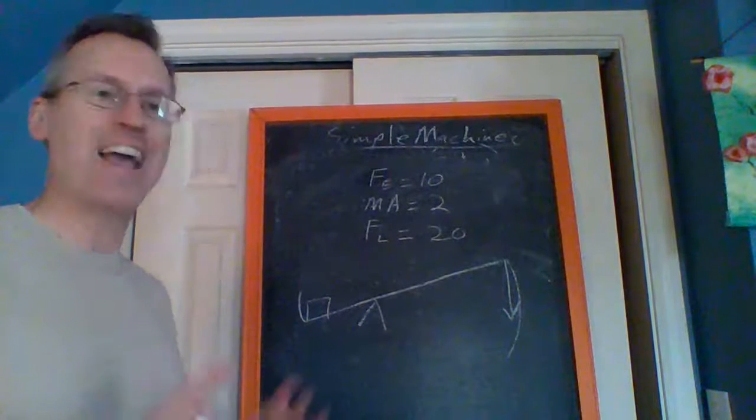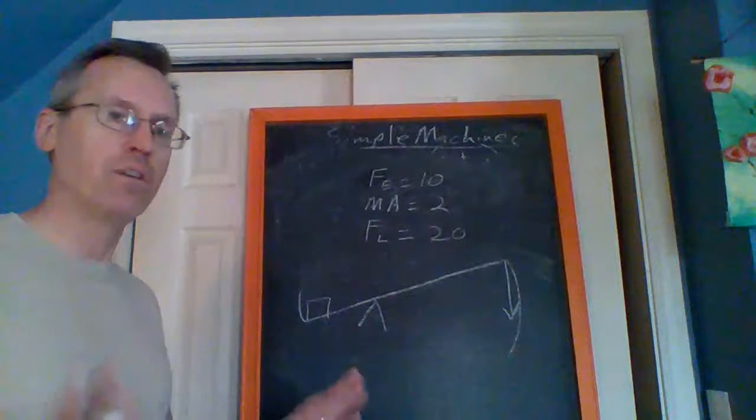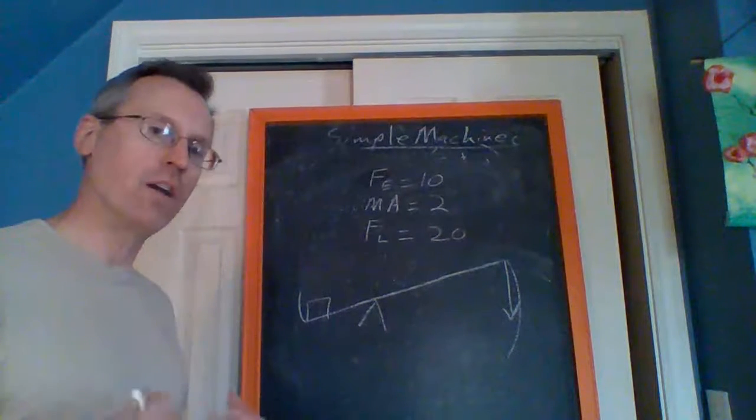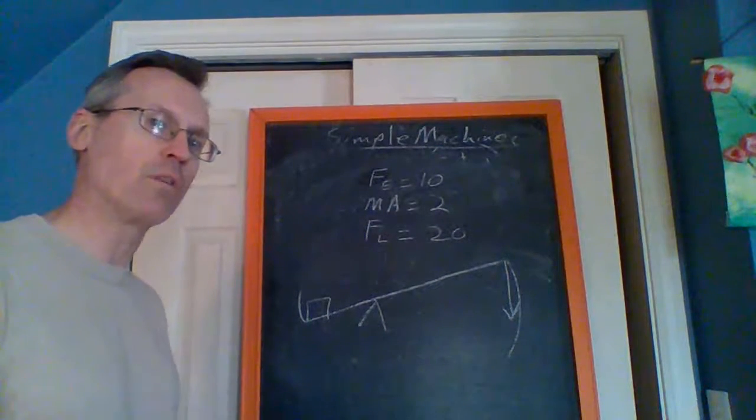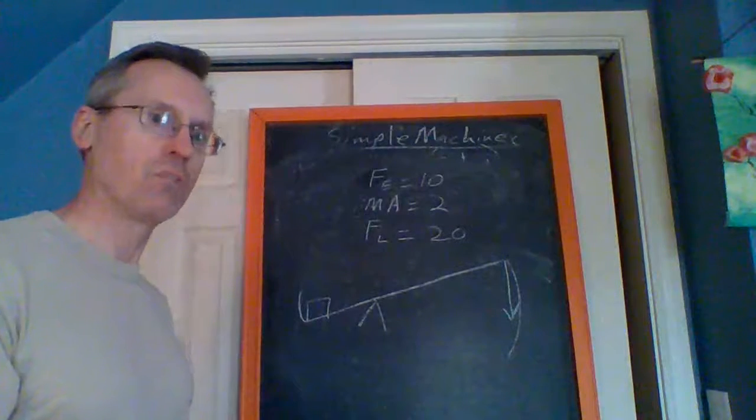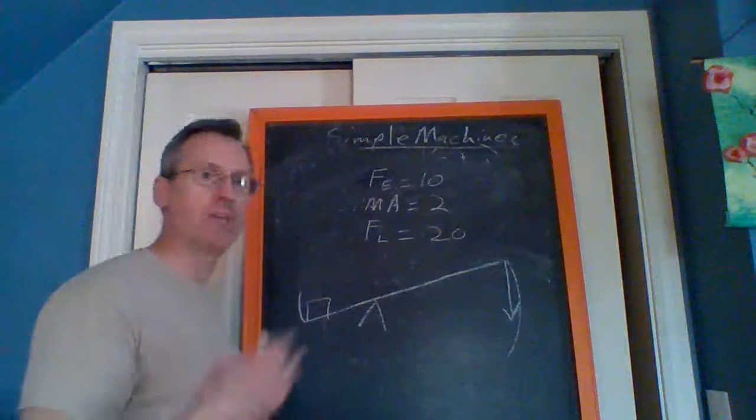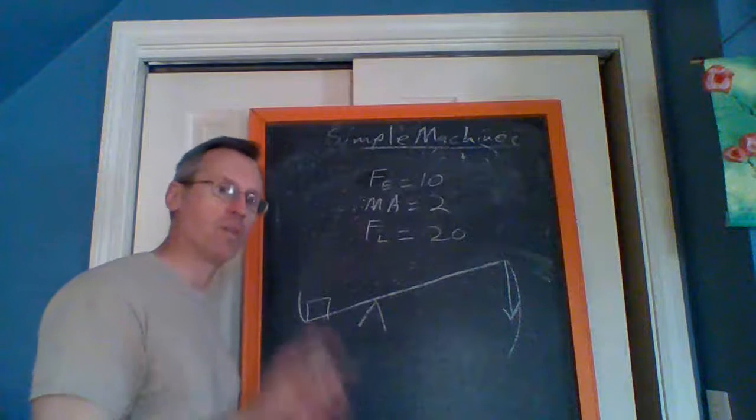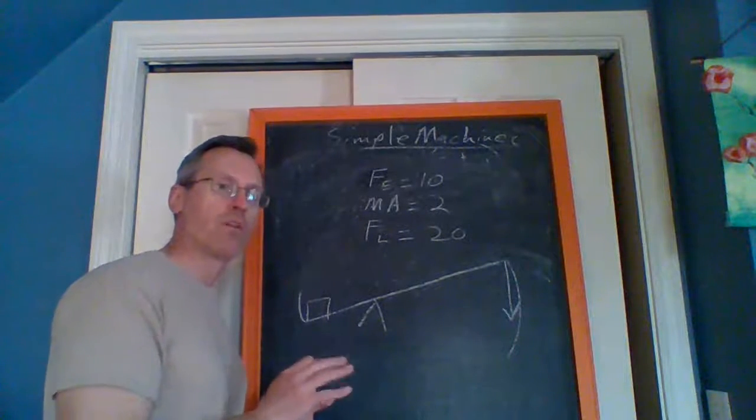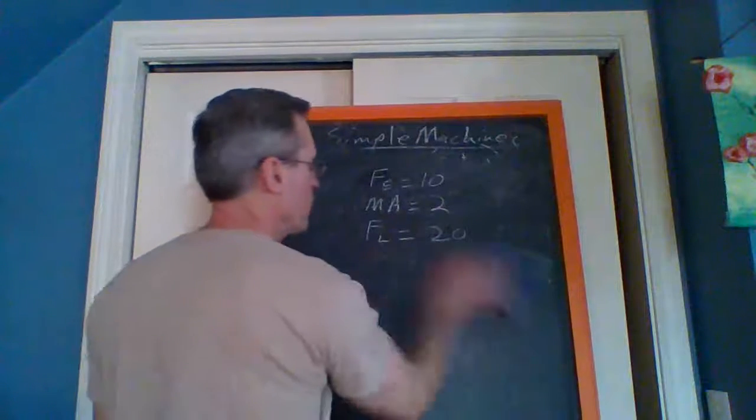So the trade-off with any machine, and for you future engineers out there, you need to know that the trade-off with any machine is always force for distance. Okay, so there you have it. You can be stronger, but you're going to have to exert your weaker force to get a stronger force out of it through a longer distance. All right. Okay, so that's a first-class lever.